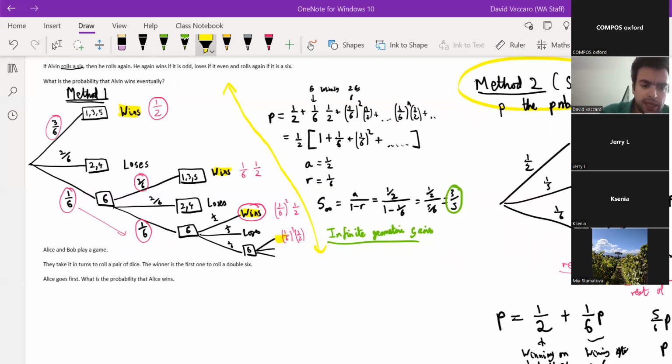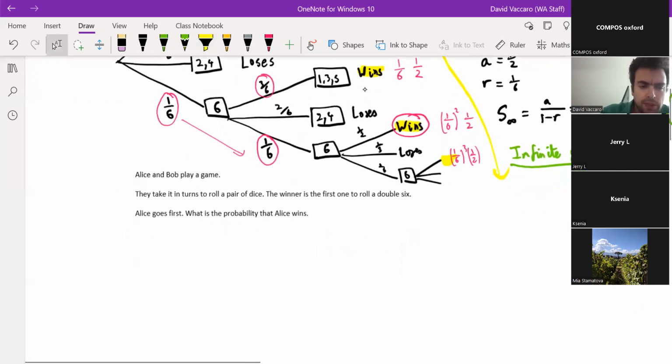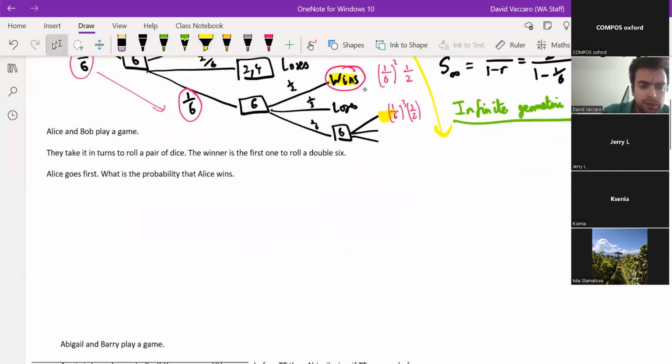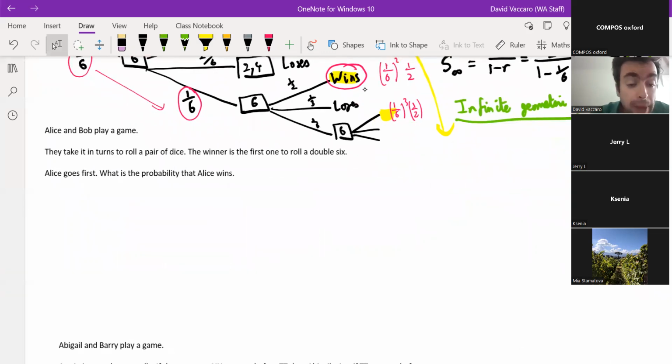Okay, next question. Alice and Bob play a game. They take it in turns to roll a pair of dice. The winner is the first one to roll a double 6. Alice goes first. What's the probability that Alice wins? Does anyone in the chat want to suggest a method to tackle this problem? Infinite sum. Okay, so I'm going to do Josh's suggestion, which is an infinite sum.